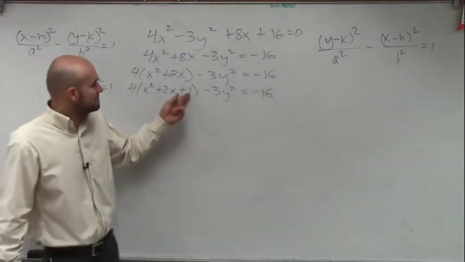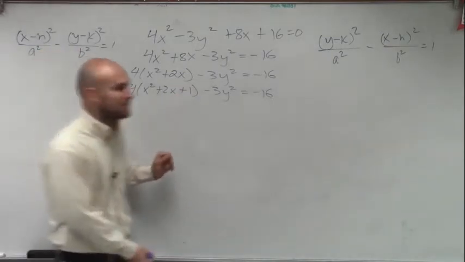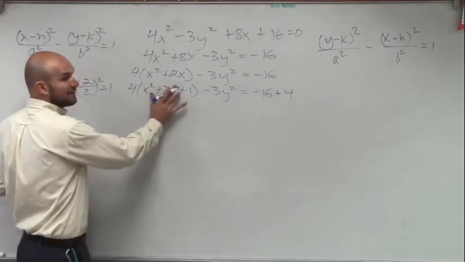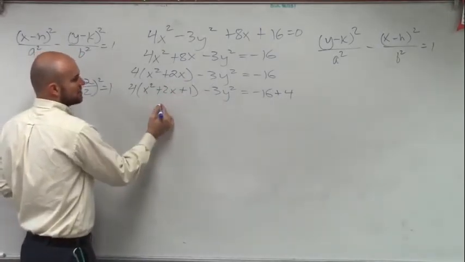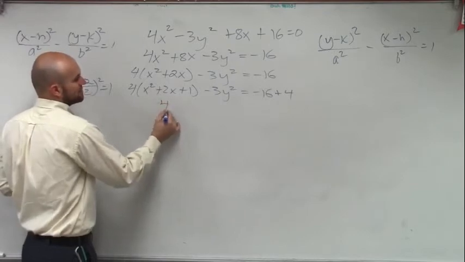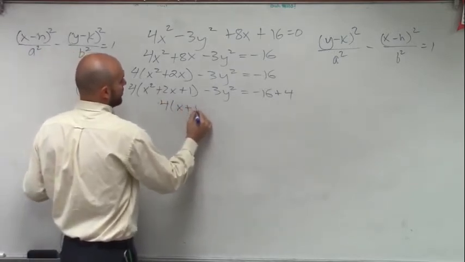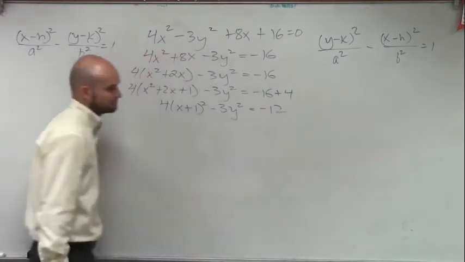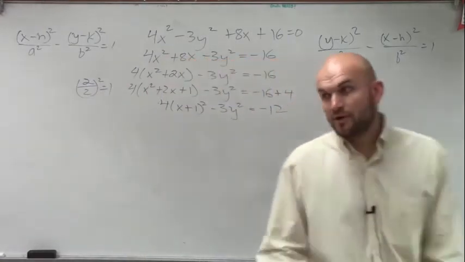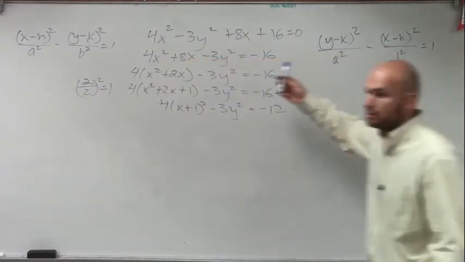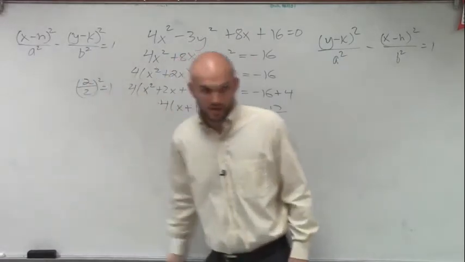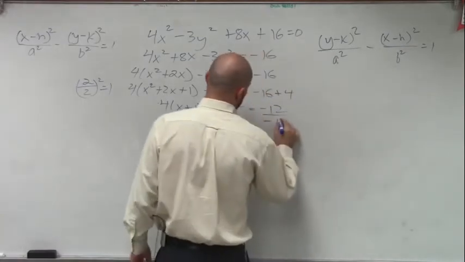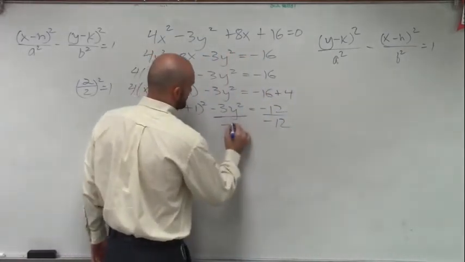However, ladies and gentlemen, notice that I'm not adding a 1, I'm adding a 1 that's being multiplied by a 4. So therefore, I'm going to have to add a 4 over here as well. So now I factor this down to its perfect square, or binomial squared. So it's x plus 1 squared minus 3y squared equals -12. Now, again, remember, both of our formulas equal 1, right? Both those formulas equal 1. So, let's divide by -12. We'll do this by both terms.